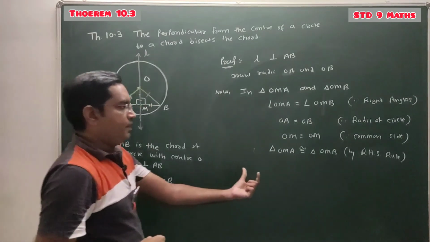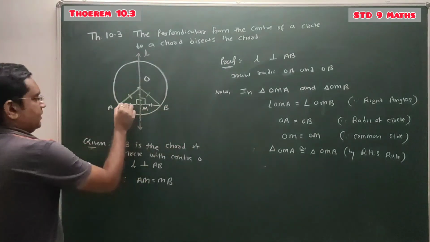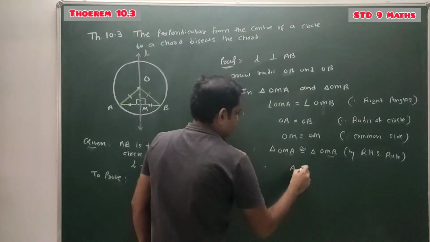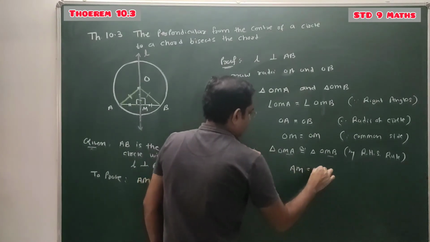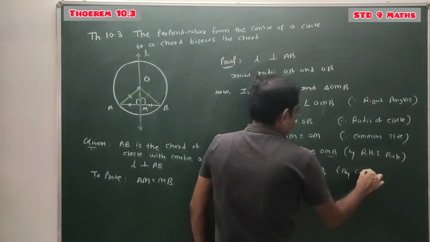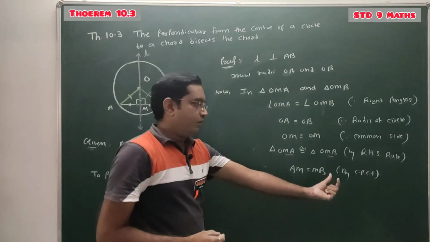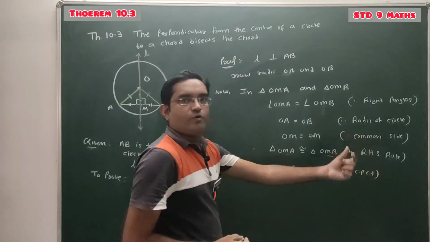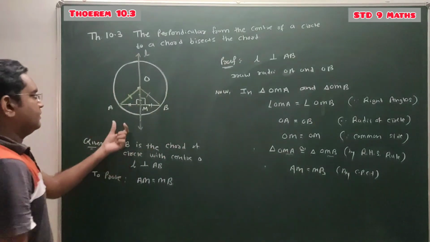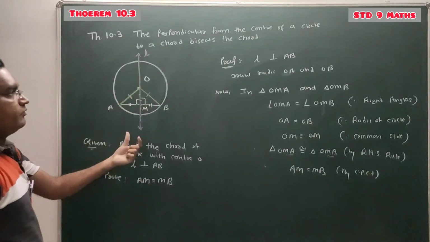So triangles OMA and OMB are congruent triangles, and therefore we can say that AM equal to MB. These corresponding sides, AM equal to MB, by CPCT. What is that? Corresponding parts of congruent triangles. These two sides are equal. So what are AM and BM? These are the parts of the chord.